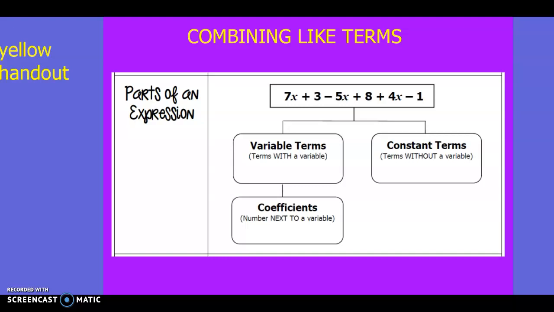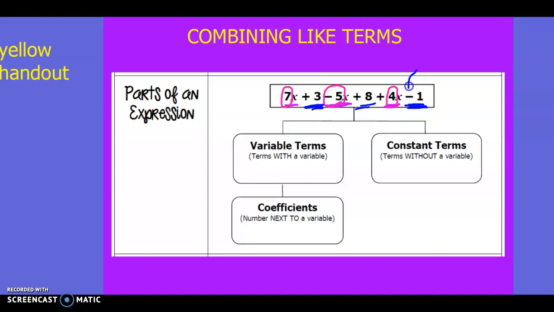So if you look at the expression that's on this screen right here, some variable terms we have are 7x. This is a negative 5x. We need to make sure we include that negative sign that's there. And we have a positive 4x. Those would be variable terms. The coefficients would be 7, negative 5, and positive 4. The constant terms are just the plain numbers. So we have a positive 3, a positive 8, and a negative 1.